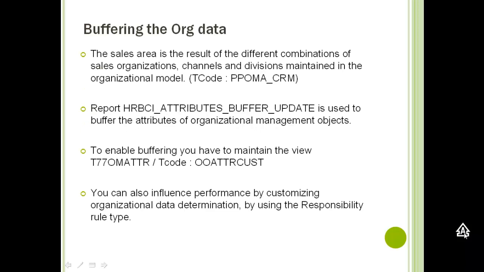So, coming to buffering. Some processes of CRM need to have the sales area. The sales areas are represented in the org model that could be maintained with the transaction PPOMA_CRM. This means they are not physically stored, but they are a result of different combinations of sales organization, distribution channel, and division. Whenever a CRM transaction or a business partner needs the sales area, they are calculated, and this is an expensive process. To speed up this process, the sales areas are buffered.